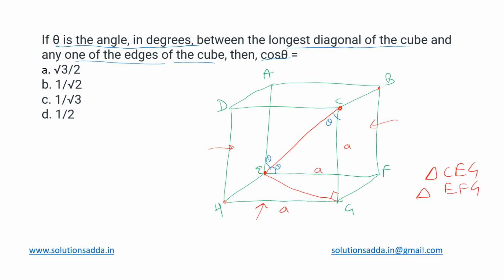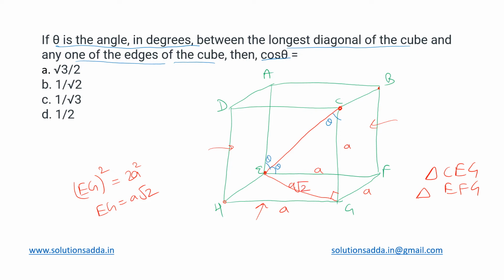It will also have both of its sides as A, and applying Pythagoras theorem in this lower triangle, we'll see that the length of side EG, using Pythagoras, will become 2 times A squared, because it will be EF squared plus FG squared. So EG would be A root 2.